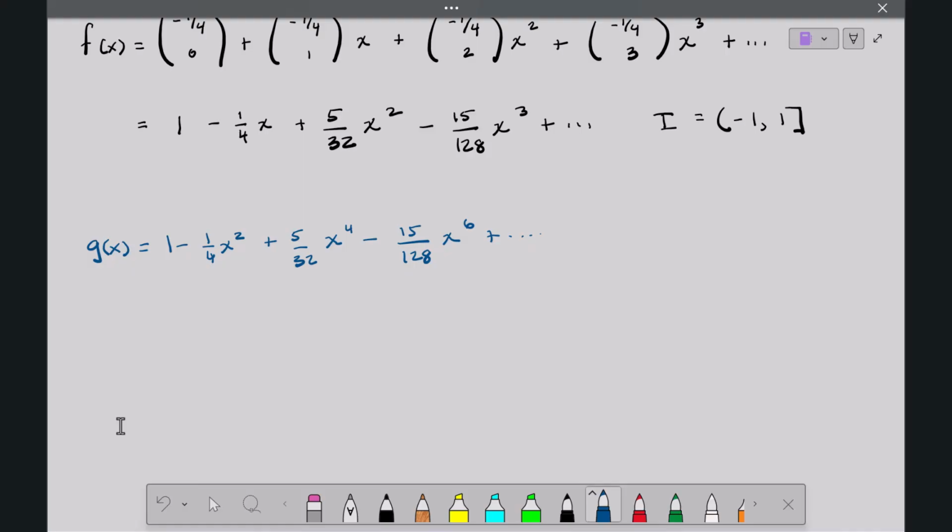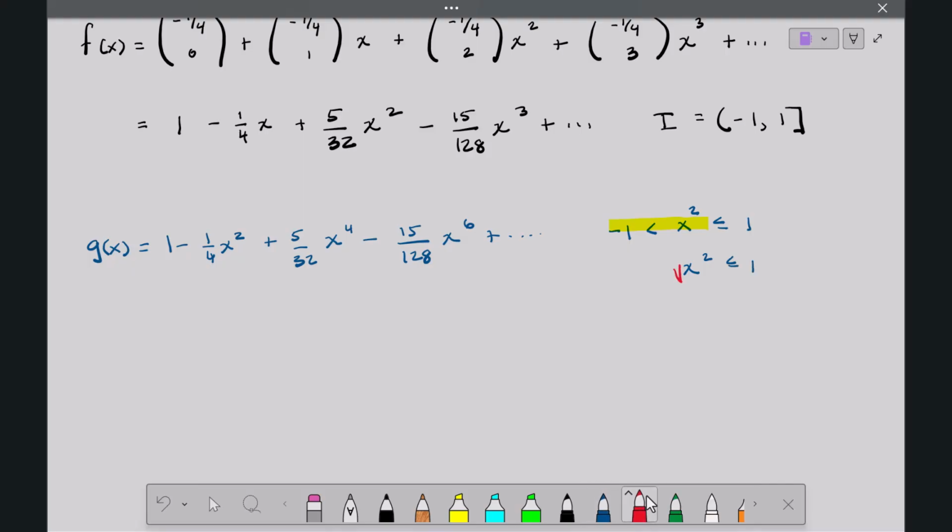Now we have to modify our interval of convergence. Our original interval of convergence looks like this. But we replaced x with x squared, so we have to do that here. And what we notice is that the left side of the inequality is always true. So our solutions are coming from the right-hand side.